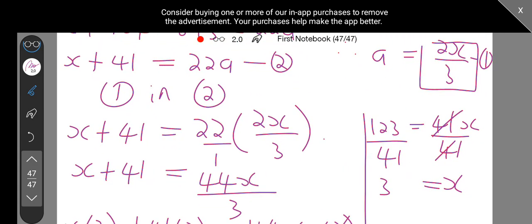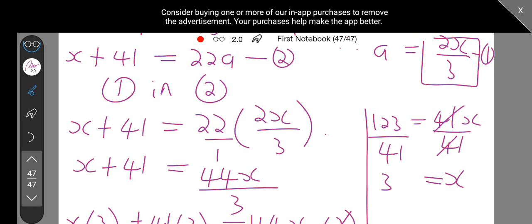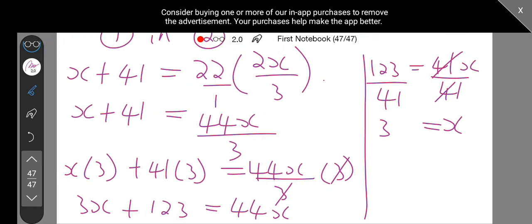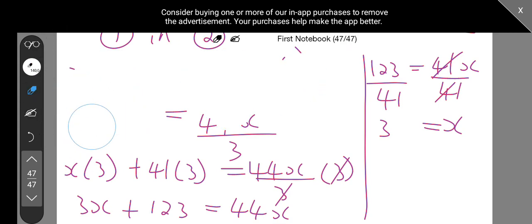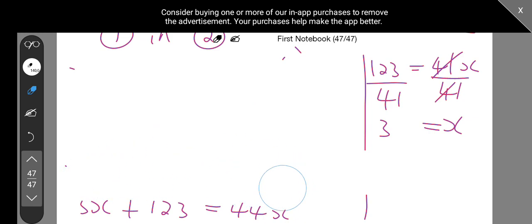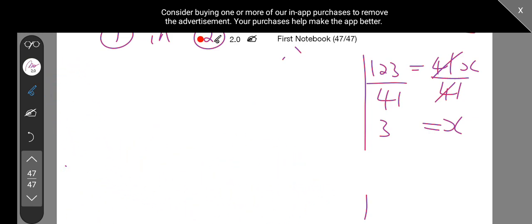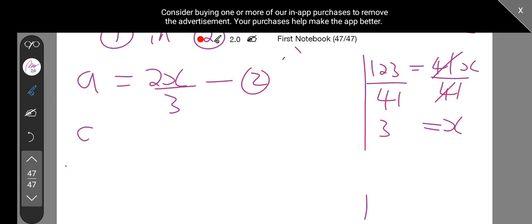Then we're going to use the simplest equation. We know that a is equal to 2x over 3. That's equation number 1. So when we see x, we're going to plug in 3. We can say that a is equal to 2 multiplied by 3 divided by 3. The 3 cancels the 3, and then our a is equal to 2.